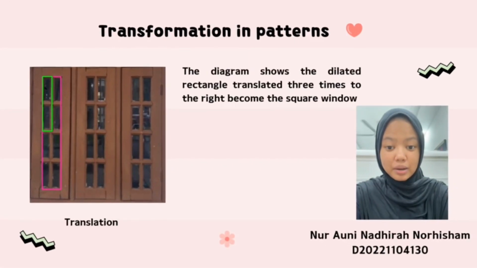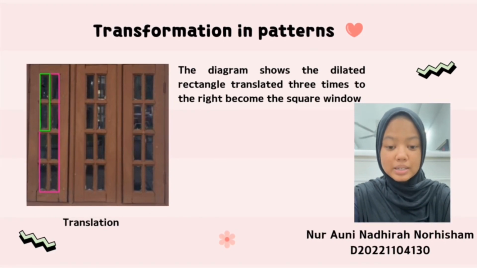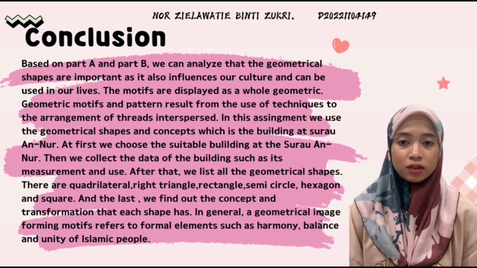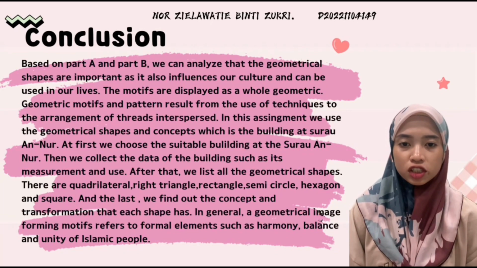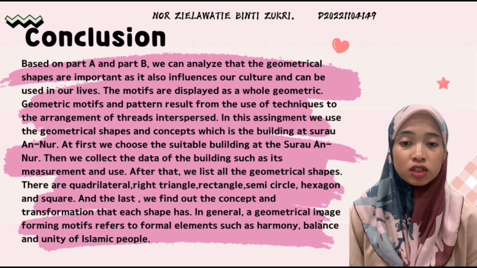And lastly, the diagram shows the dilated rectangle windows translated 3 times to the right to become the design of the square window. Based on part A and part B, we can analyze that geometrical shapes are important as they also influence our culture and can be used in our life.